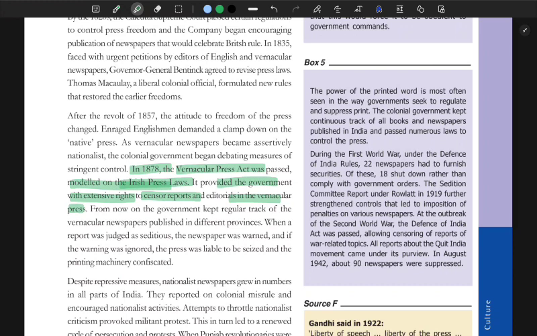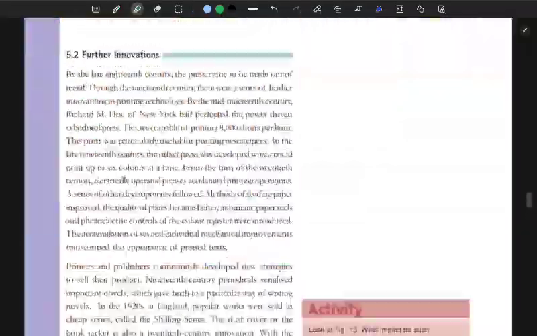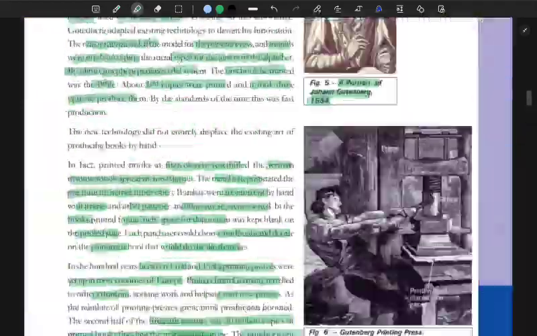I'll be coming back after the first Feb with the PYQs. I'm so exhausted right now. So चलो हमने कर लिया प्रिंट कल्चर.